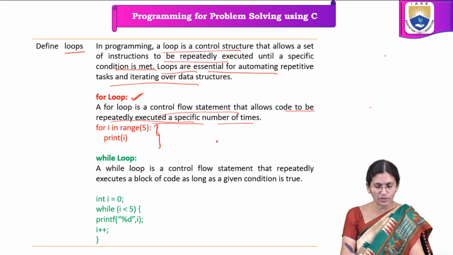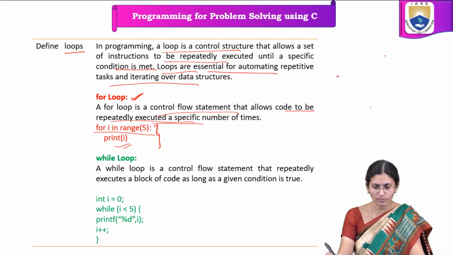This program will print the numbers from I is equal to 0 to I is equal to 4. In the Python program, we can use the for loop in this way: for I in range 5, print I. It will print the value of I from 0 to 4. I is initialized to 0 and the last value which it will print is I is equal to 4.